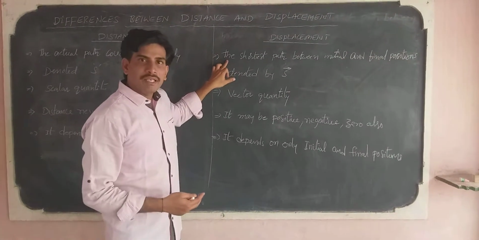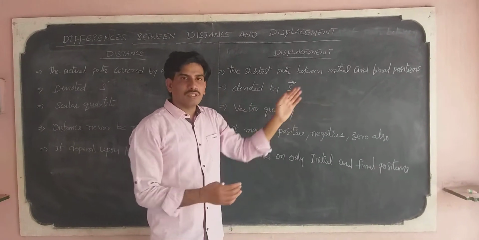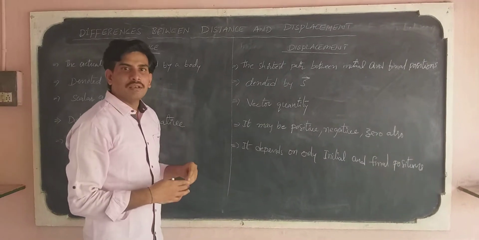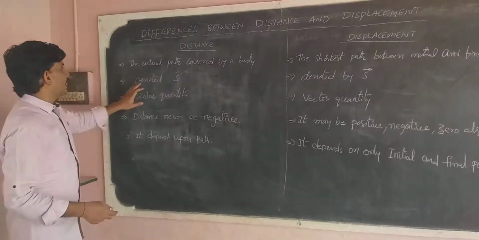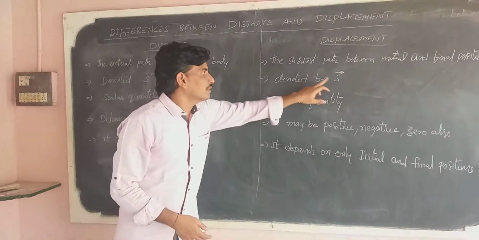And what is displacement? The shortest path between the initial and final position. As we know, the shortest path between the initial and final position is displacement. And we will denote the distance with s, and we will denote the displacement with s bar.